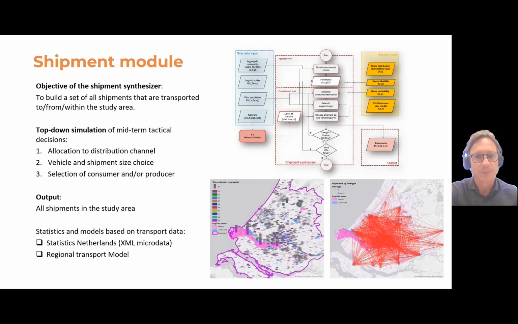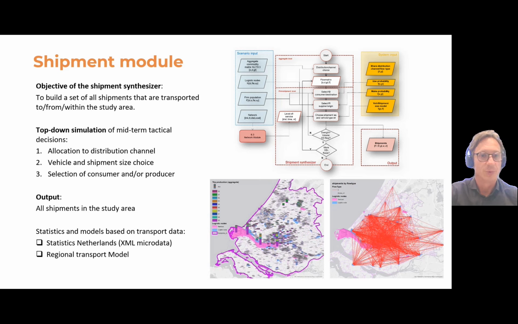To go into more detail, one of the modules in the simulator is the shipment module. The objective of the module is to simulate the full set of all the shipments that are transported to, from, and within the study area. We do this by applying a top-down approach. The first step is to allocate the total freight commodity demand that is expected for the region to the different distribution channels. Is it direct transport, or does it take place via distribution centers or transshipment terminals?